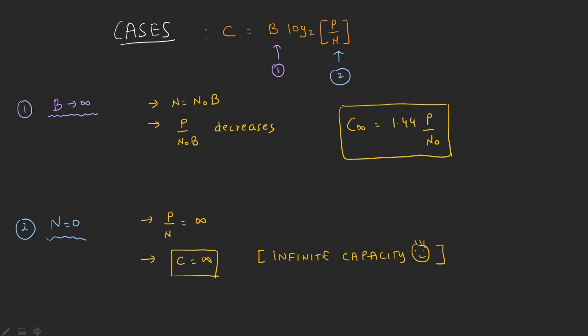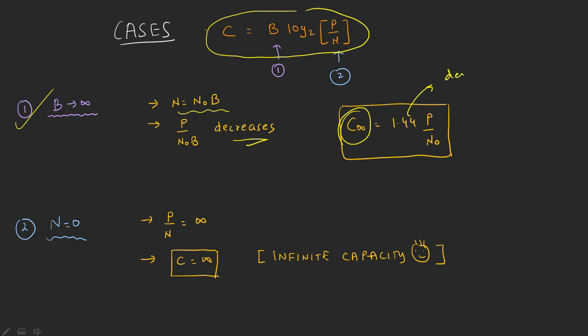But now what if I do some variation? My formula was: capacity is equal to bandwidth times log to the base 2 of (1 plus P by N). Now what if I say my bandwidth tends to infinity? Then I can change the noise N to N naught B. If my bandwidth is going very high, then P by N naught B will surely decrease. And if that happens, I can say that my channel capacity for infinite bandwidth is equal to 1.44 P by N naught.